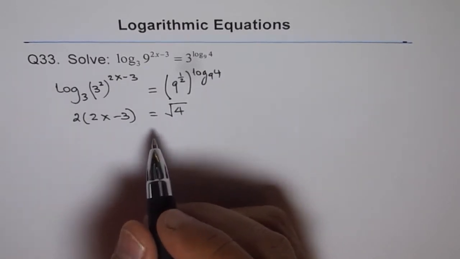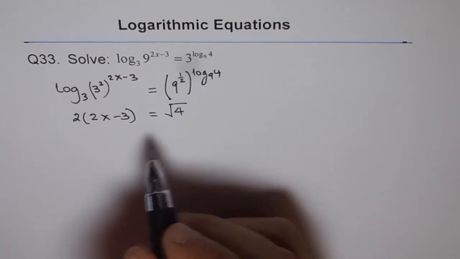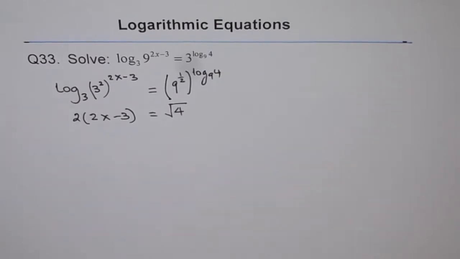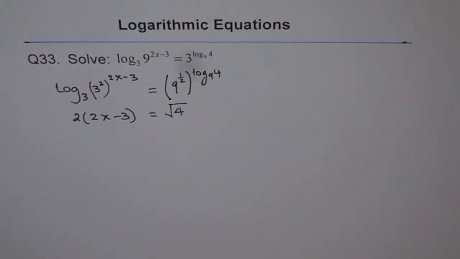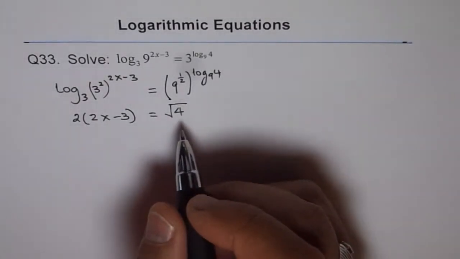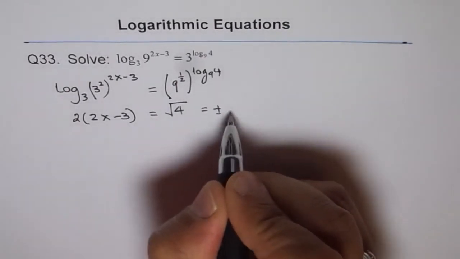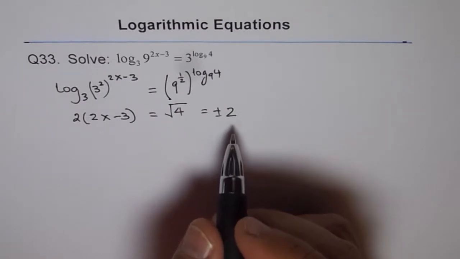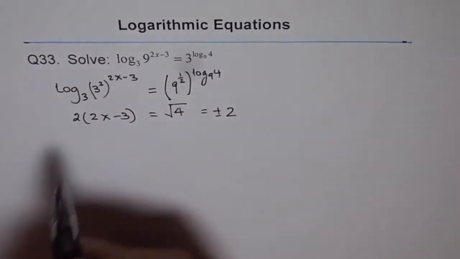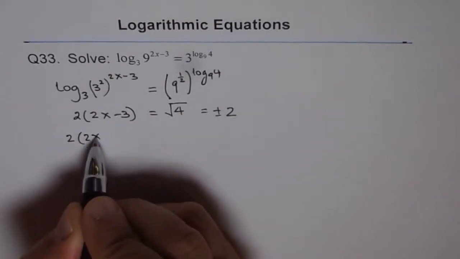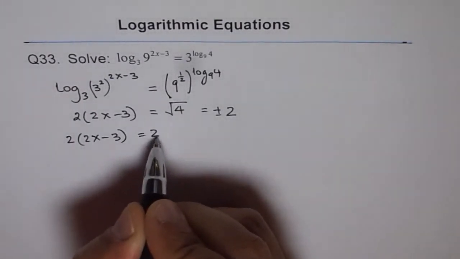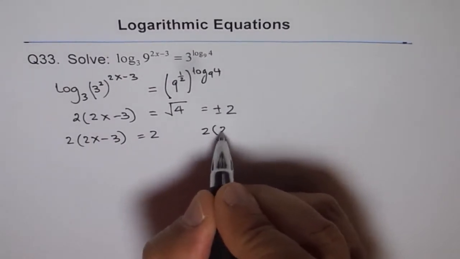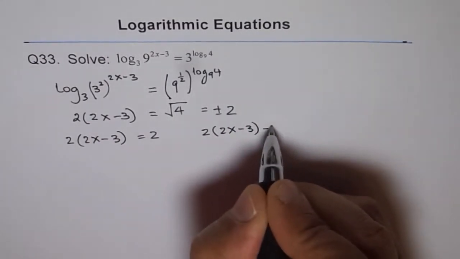Or we can solve for both and then check our answers. That is another option, correct? So we can do that also. When we write square root of 4, we can always write plus and minus 2 and then check our domain. So we'll write this as plus and minus 2, and we'll get two different scenarios and solve for both. One equation gives 2 times (2x minus 3) equals plus 2, and the other is 2 times (2x minus 3) equals minus 2.